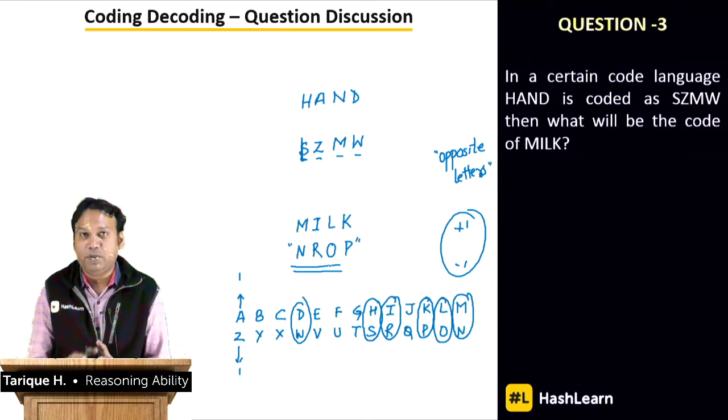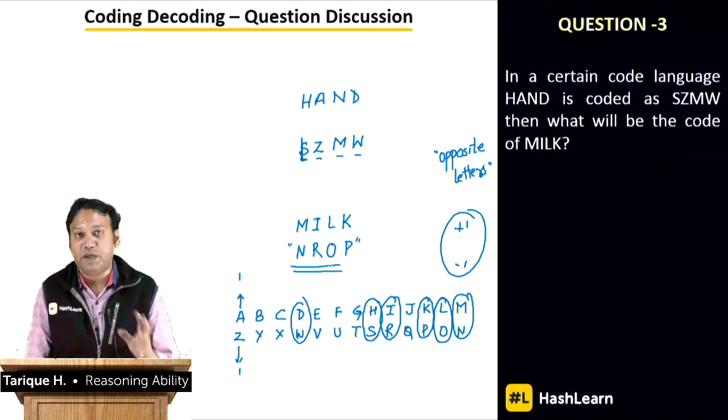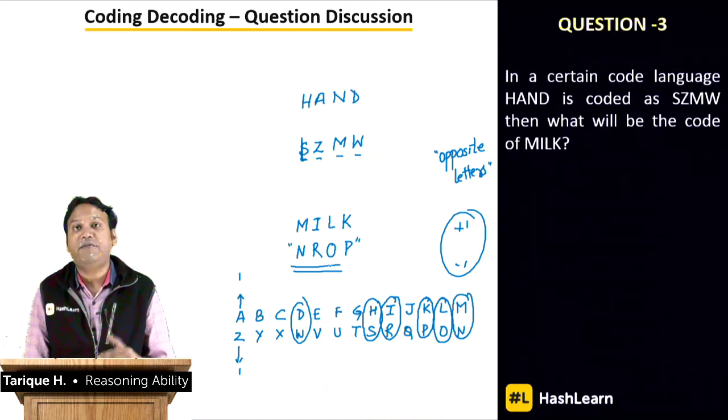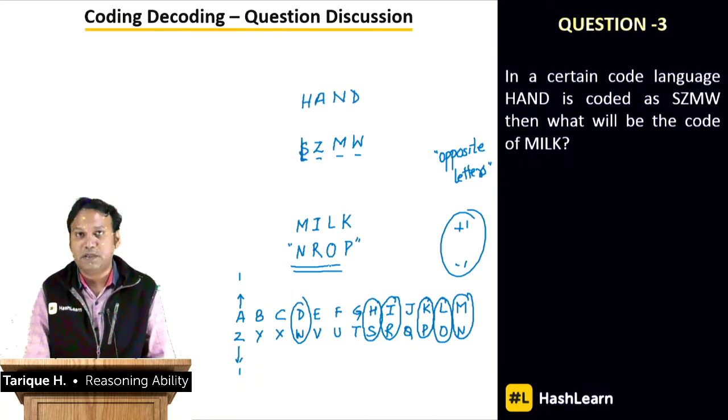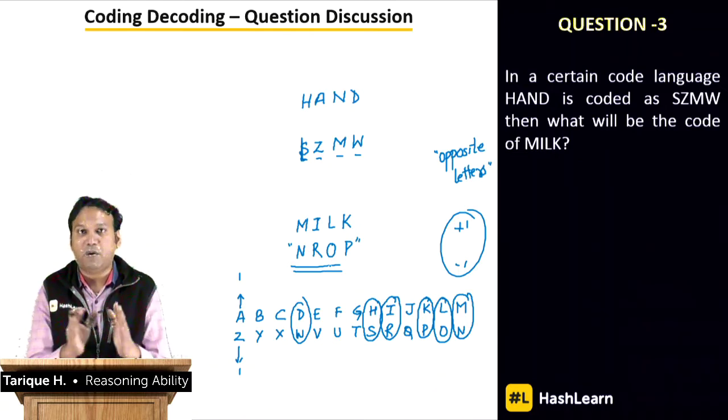And this is a very unique question compared to the previous two questions, which are based on the shifting technique. That means shifting letters forward or backward by one position or two positions and so on. This is not based on shifting. This question is based entirely on the concept of opposite letters.